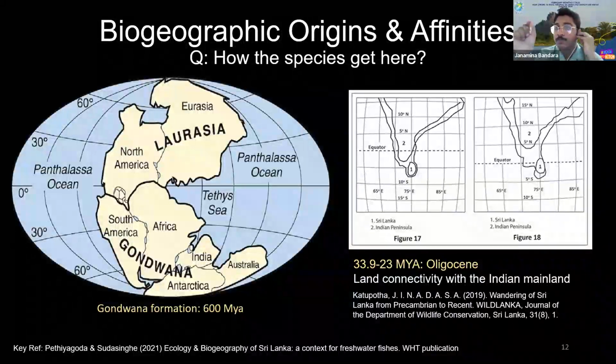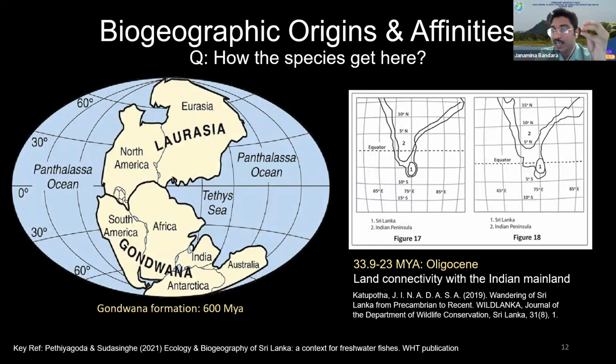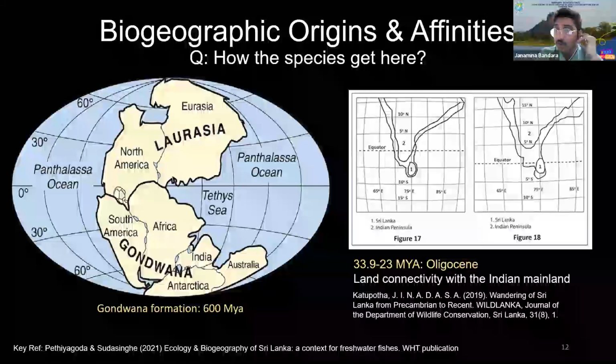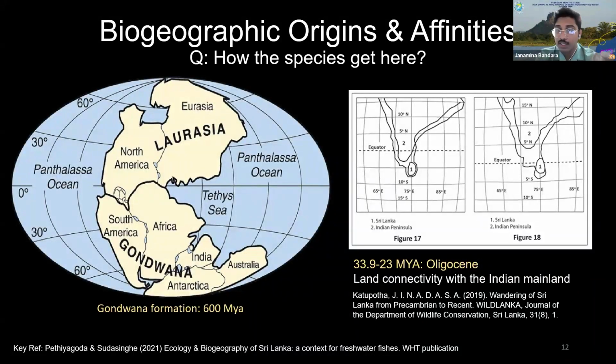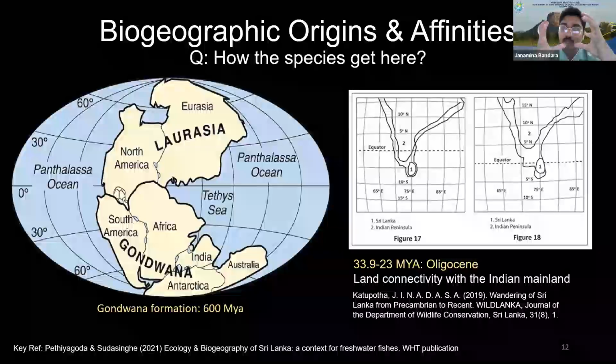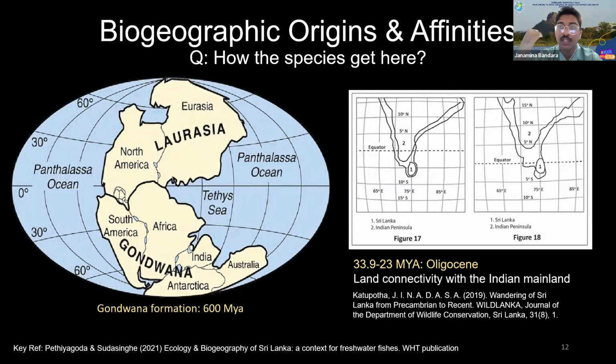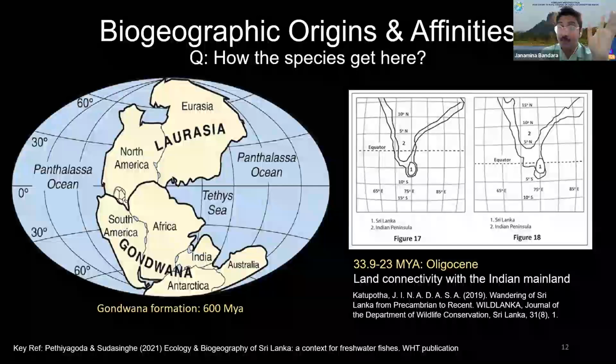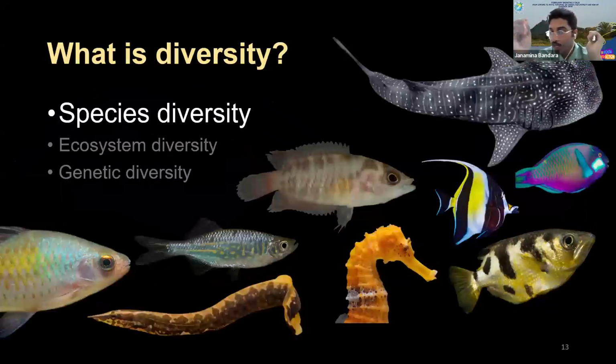For example, in the fishes, the Aplocheilus genus, which is the freshwater killifish genus, is a good example. And also there's another group called cichlids. Sri Lankan cichlids are also a very good example of such Gondwanan biogeographic origins. And again, during the Oligocene, like 33 million years ago, the southern part of India and Sri Lanka were connected through a land bridge, and species came to Sri Lanka, and species again went to the Indian mainland. So this sort of thing was happening. So this is how the species got here, right?